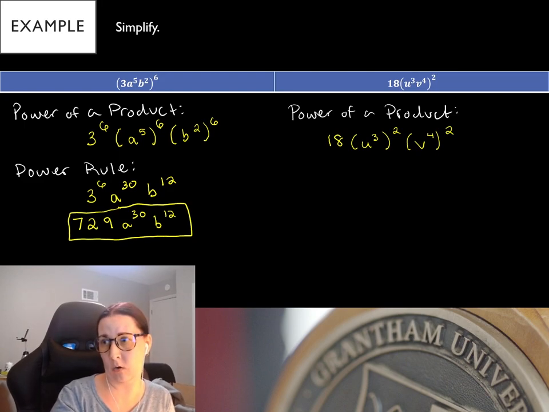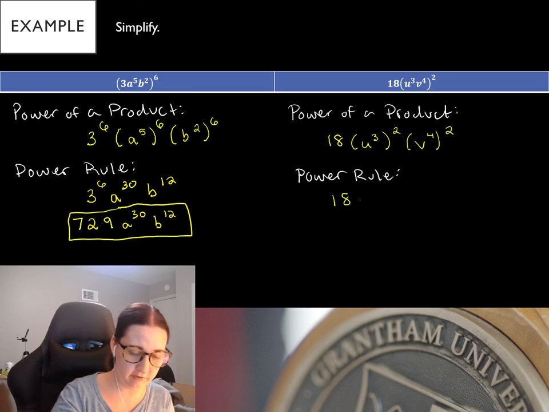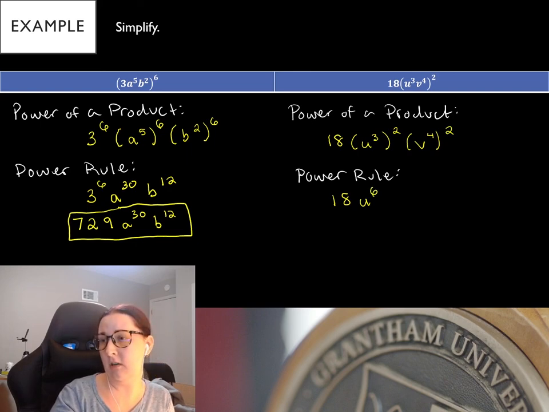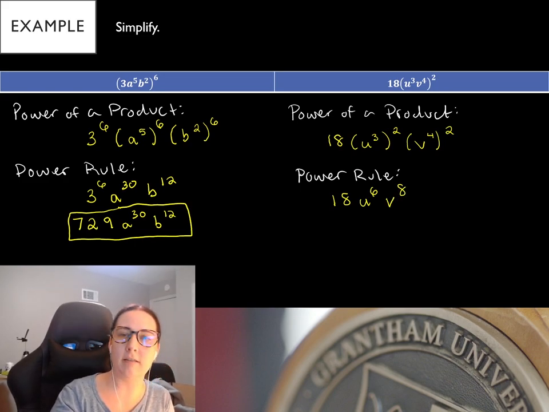Next is the power rule. We're going to multiply those exponents. So 18 stays the same. Then we have 3 times 2, which is 6. So u is now going to get a 6. And then v, 4 times 2 is 8. So v is now going to get an 8.